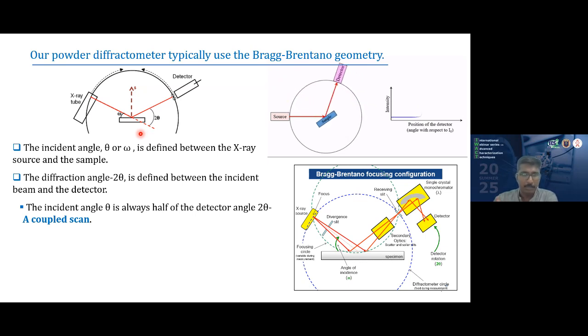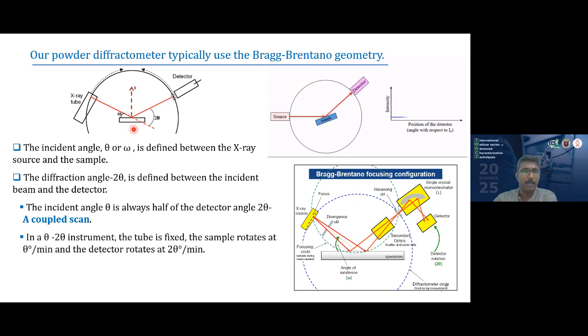It should be noted, it's very important: the diffracted angle moves twice as much as the incident angle. Therefore, it is called a coupled scan. That means the detector and the source are coupled here. The movement is coupled. In this geometry, the sample rotates. If the sample rotates at theta degree per minute, then the detector rotates at 2 theta degree per minute.